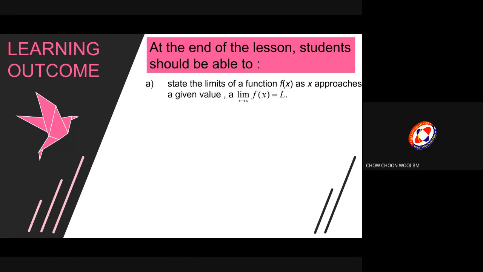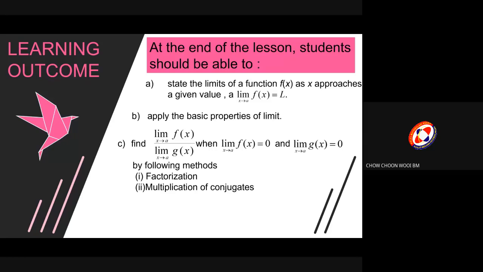So yang kedua, apply the basic properties of limit. So definitely lah, we need to know the basic of the limit. Then C, okay, find limit fx over the limit of gx when the limit of fx is 0 and when the limit of gx is equal to 0 by following the methods of factorizations, multiplications of conjugates. Or in other words, this one C is when you substitute all the values, you obtain 0 over 0 lah, senang nak cakap. Kita dapat kosong per kosong kan, tak boleh nak cari.